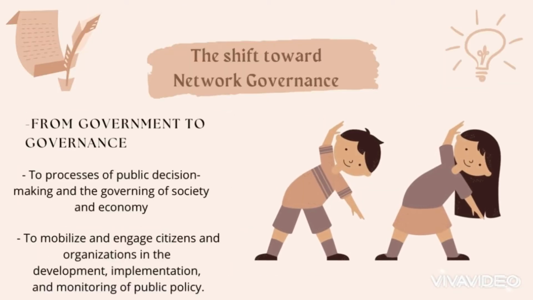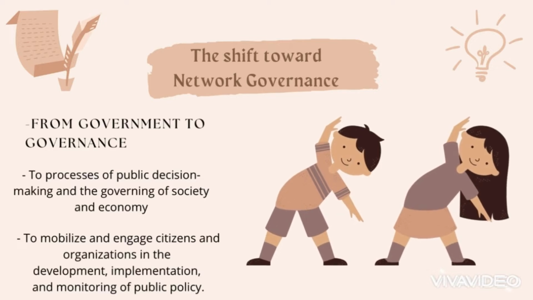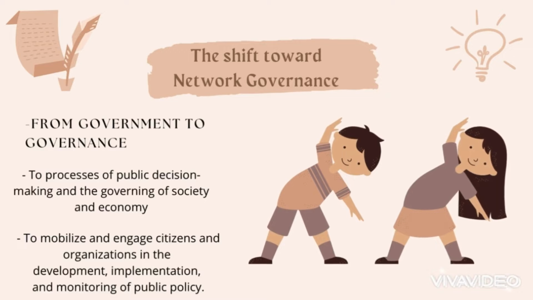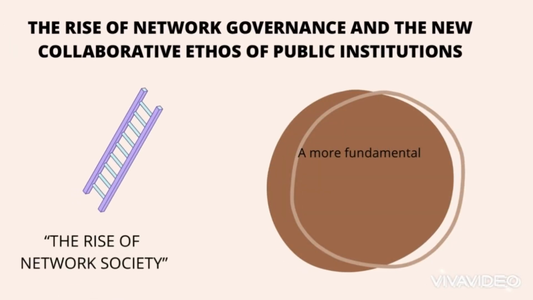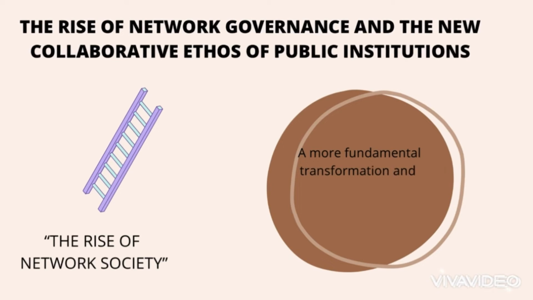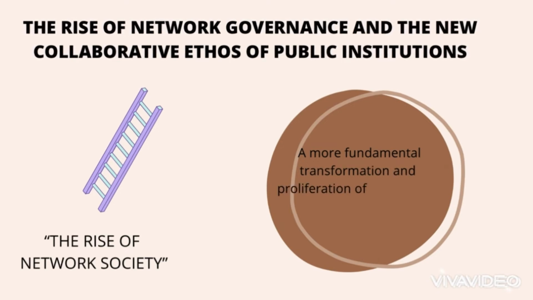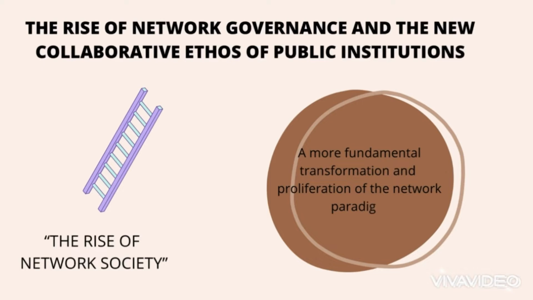The shift is known as from government to governance. It is the process of public decision-making and governing society and economy. It is to mobilize and engage citizens and organizations in the development, implementation, and monitoring of public policy. The rise of the network society is what causes the shift to governance and a new collaborative ethos of public institutions. It is a more fundamental transformation and proliferation of the network paradigm.